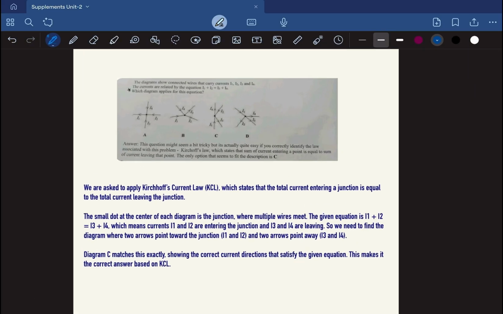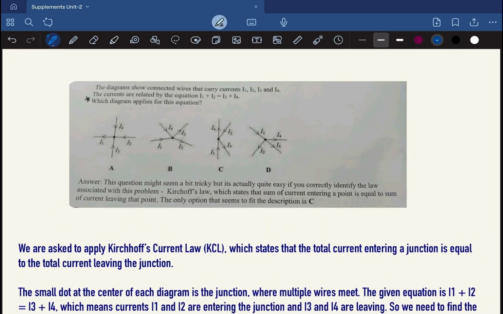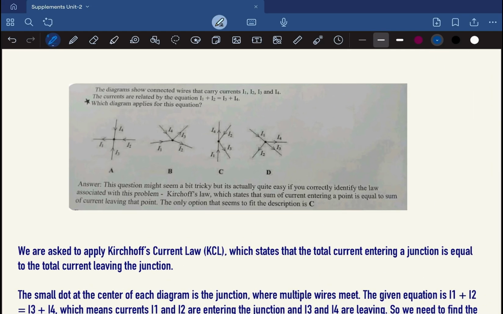Now let's move on to this question. It says the diagram shows connected wires that carry currents I1, I2, I3 and I4. The currents are related by the equation I1 plus I2 is equal to I3 plus I4. Now they have asked us to answer this question. We know our correct answer is C, but we don't know why, because it is about Kirchhoff's law. I1 plus I2 is equal to I3 plus I4.